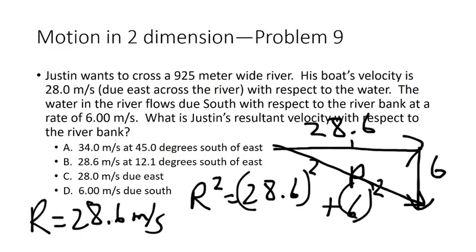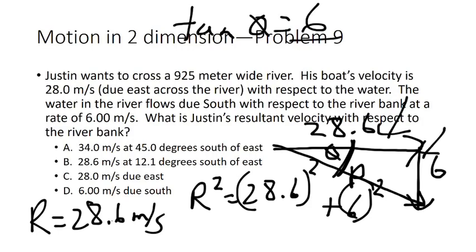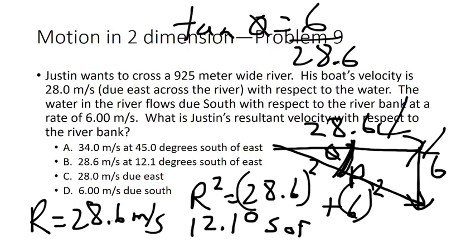So that being said, this is the angle that we want to find. We'll call this theta, and we're going to solve for it using tangent. So we're going to say the tangent of theta equals opposite, this side, 6, over adjacent, this side, 28.6. We're going to take the inverse tangent, and we're going to get an angle of 12.1 degrees. And we're going to express that by saying start at the east and move toward the south. So start here, move here. So we're going to say 28.6 meters per second, 12.1 degrees south of east. And that puts us with the correct answer of B on problem number 9.